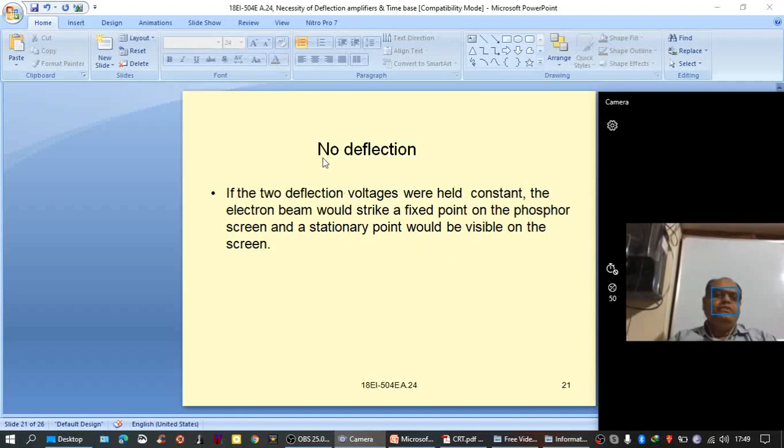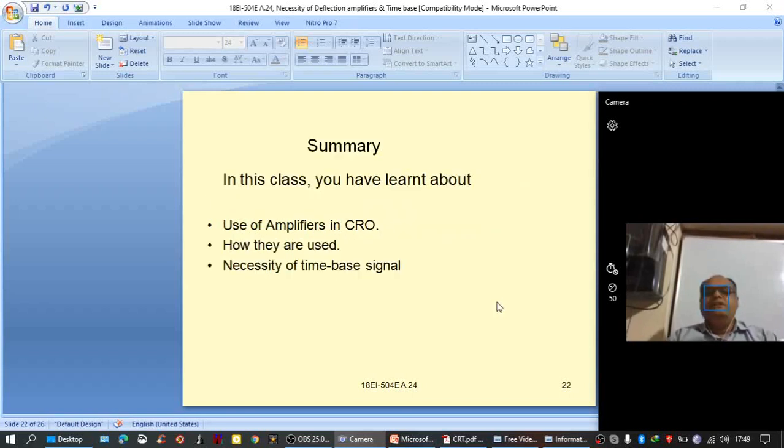Now, what happens when no input is applied to both the horizontal and vertical deflection plates? When no input is applied, naturally only a luminous spot appears on the CRT screen, with no movement in the horizontal direction and no movement in the vertical direction. So this is all about the need for deflection amplifiers and time base in a CRO.